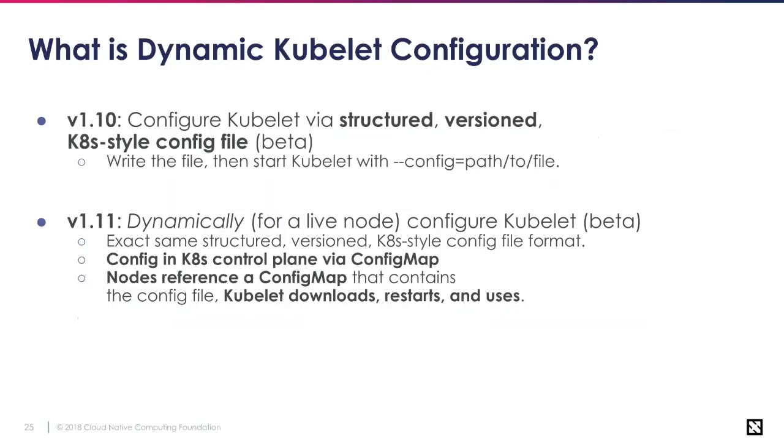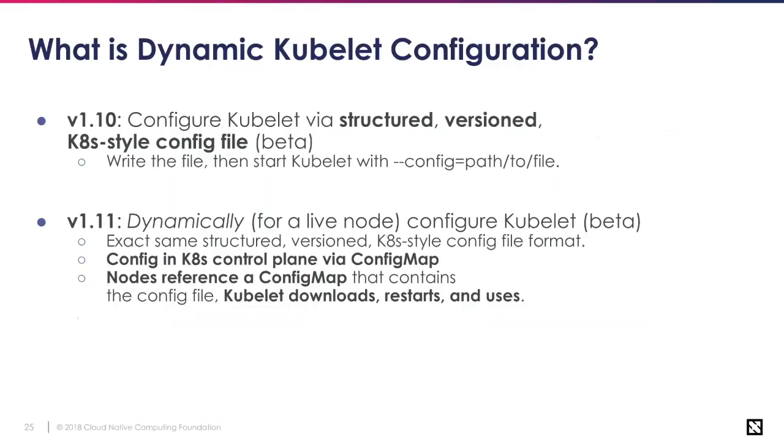So what is dynamic kubelet configuration? Well, in Kubernetes 1.10, we launched the ability to configure the kubelet via a structured versioned Kubernetes-style config file API, as opposed to using command line flags. And so to use this, you simply pass the path to this file to the kubelet.